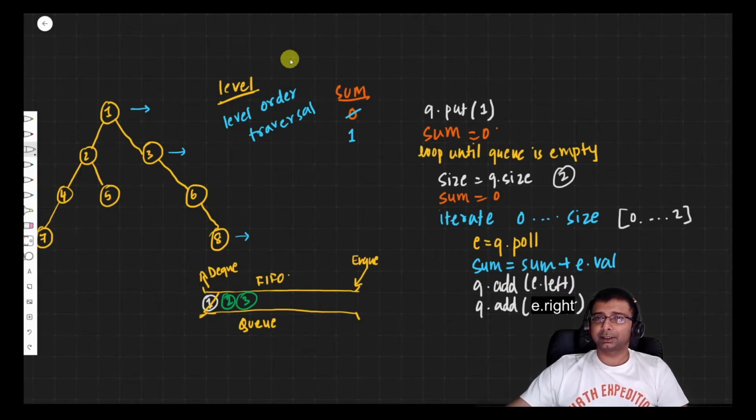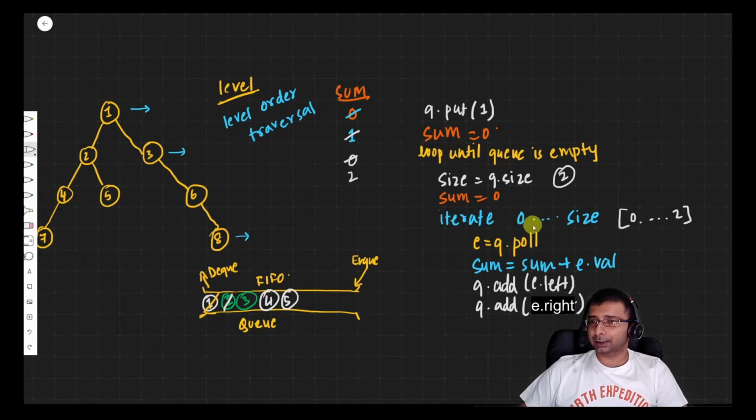It will do an e.poll, which will remove 2 from the queue. Remember, when we went to the top, we reset the sum to 0 after we got the size. So we are doing 0 plus 2 and putting a new value of 2 over here. And we are adding 2's left child and right child, so 4 and 5 will be added over here. So this loop has executed one time and it has taken out 2.